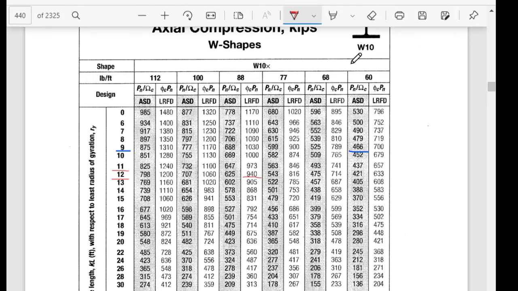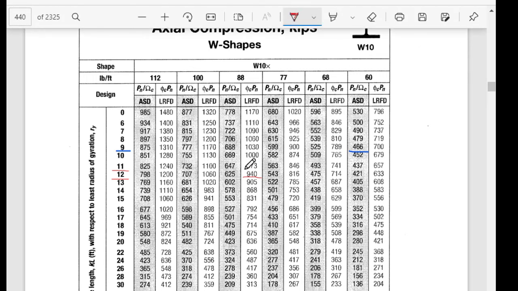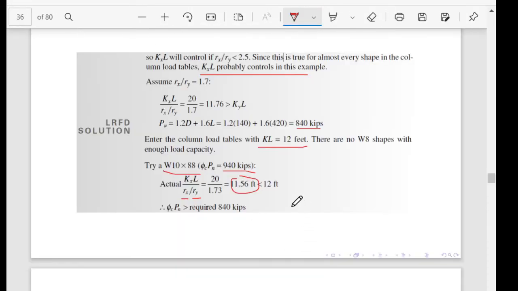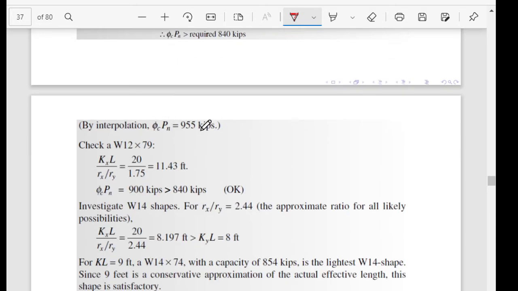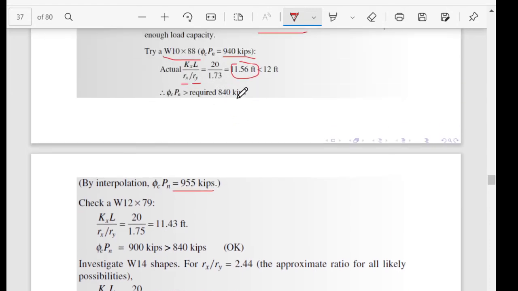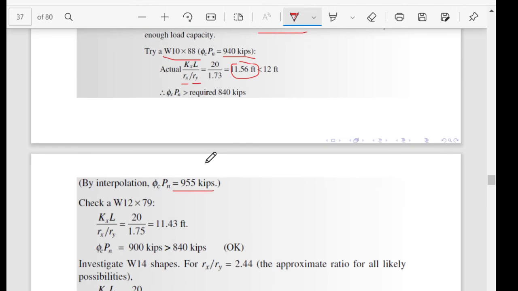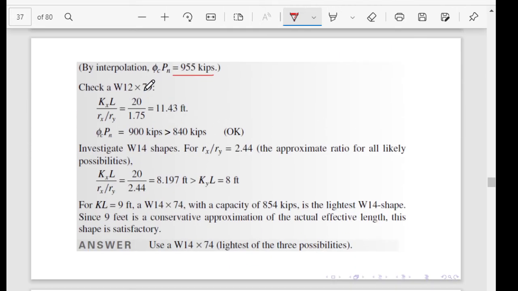The value for the W10 by 88 is 973.40. So by interpolation, what is the exact value for 11.56? No? So, the answer is, by interpolation, the design strength now is 955, which is greater than 840. So this is okay. This W10 by 88 is okay ni siya. Again, we check the next shape. Napamatay W12 and W14. No?